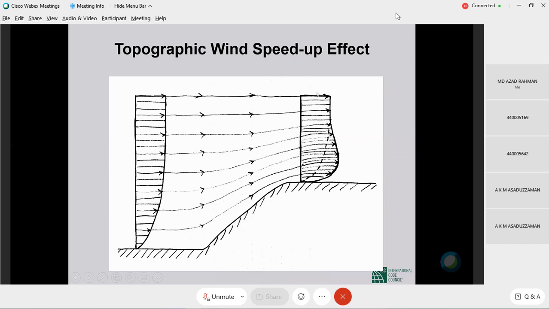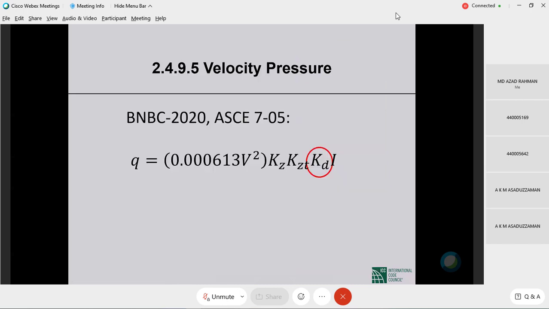So if your structure is located on the upper half of a hill, a ridge, or escarpment, those terms are defined in BNBC. It will have to contend with higher wind pressures than if it were located on level ground. Okay, that's what this picture tells you. And the K sub ZT coefficient accounts for that fact that a building sited on the upper half of a hill, ridge, or escarpment has to contend with higher wind pressures than a structure located on level ground.